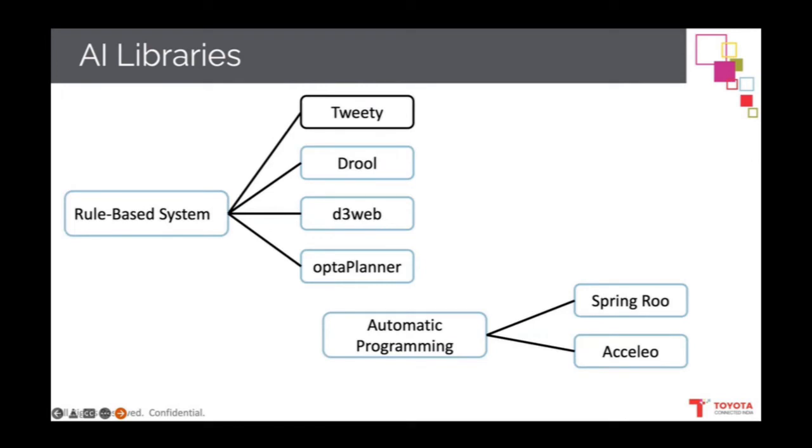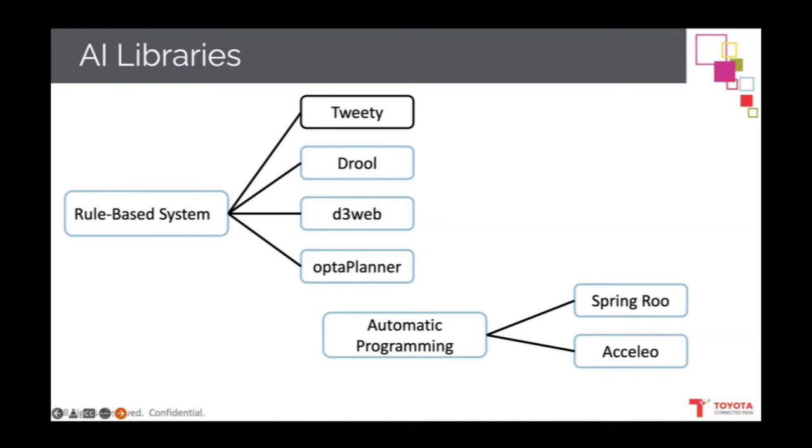Next is rule-based systems. Tweety, D3web, OptaPlanner. All these are rule-based systems, and these libraries come with a simple UI also, where we can give the conditions to the algorithm, and we can train the model based on a requirement, and that too without any code. Using the UI itself, we can train our model and come up with a solution.